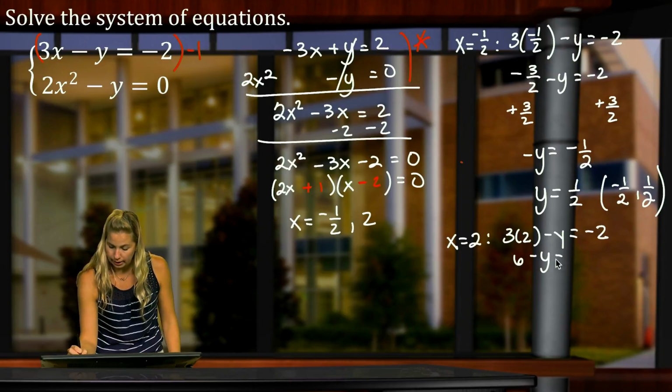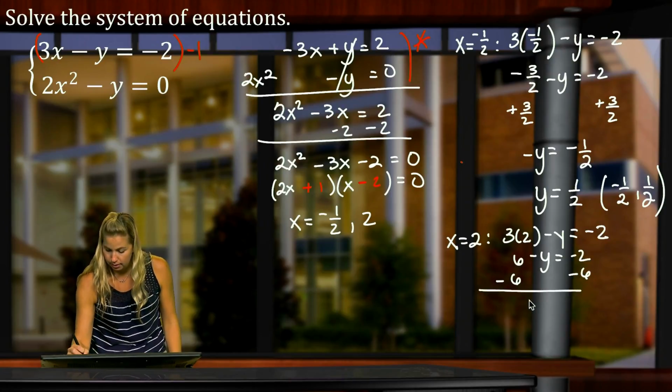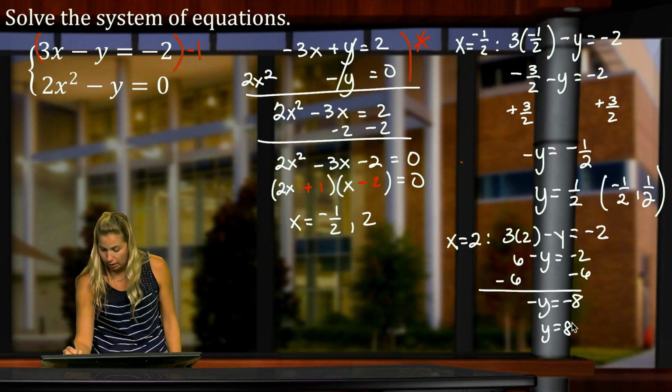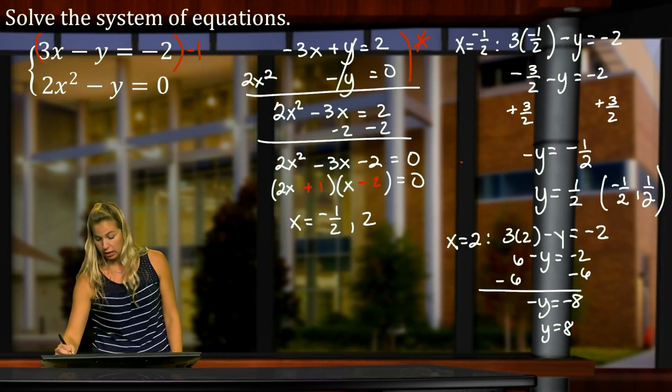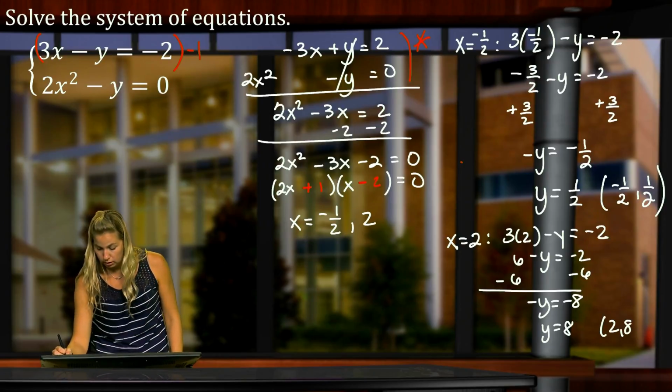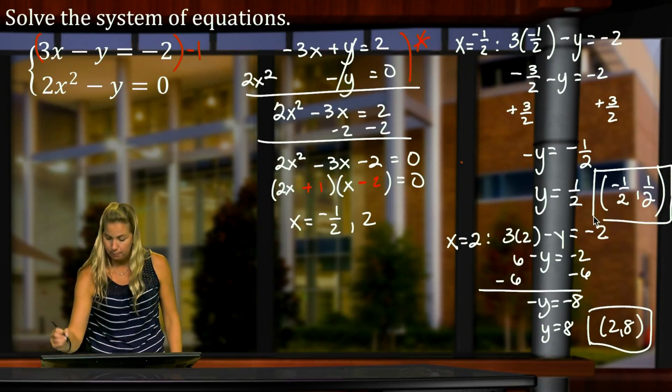6 minus y equals negative 2. Subtract 6 from both sides. Negative y equals negative 8. Y equals 8. And that yields our second point of intersection, which is (2, 8). So we have 2 solutions for this one.